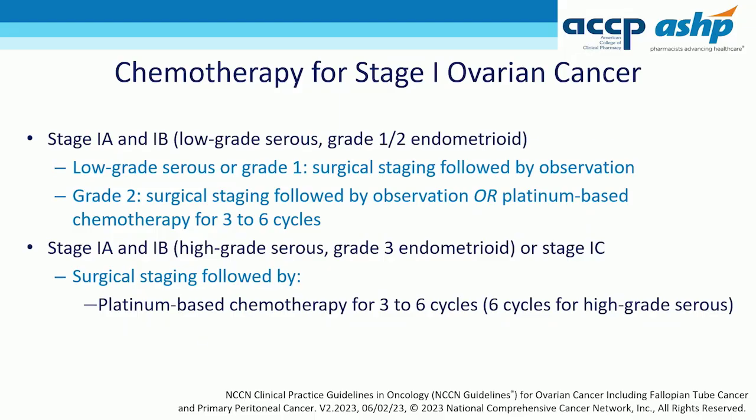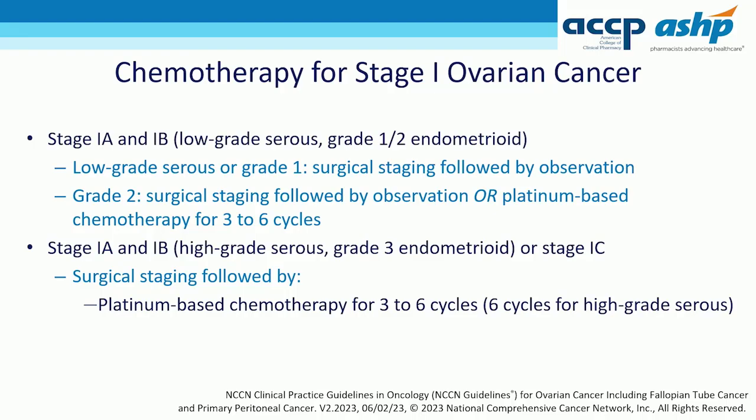So jumping into chemotherapy for our stage 1 ovarian cancers. For our stage 1A and 1B, if they're low grade, a low grade serous or a grade 1 or grade 2 endometrioid, we would potentially have an option of doing surgery followed by just observation. With grade 2 is potentially where we'd be looking at some chemotherapy, but could still opt to do observation for these patients.